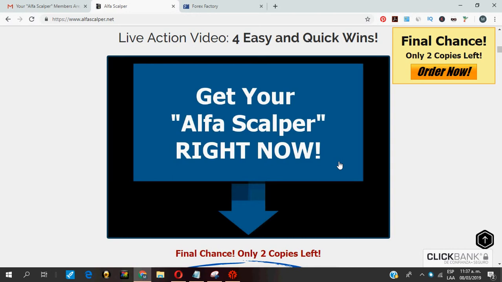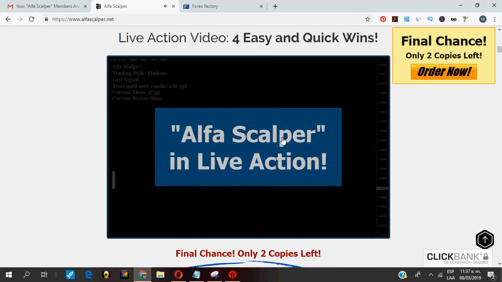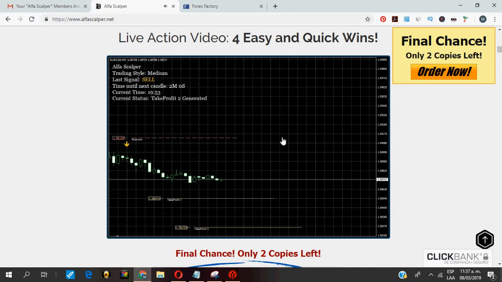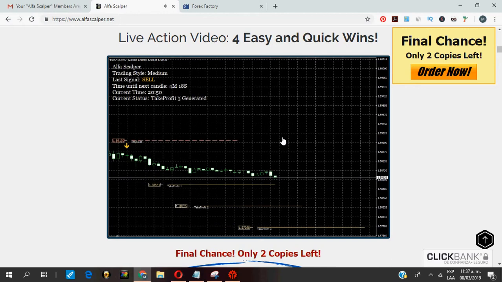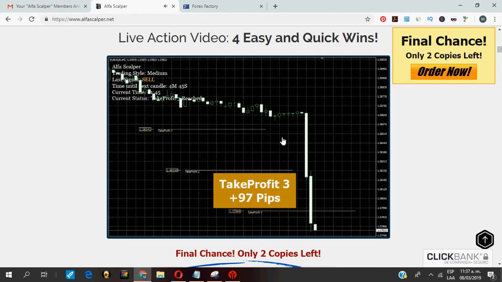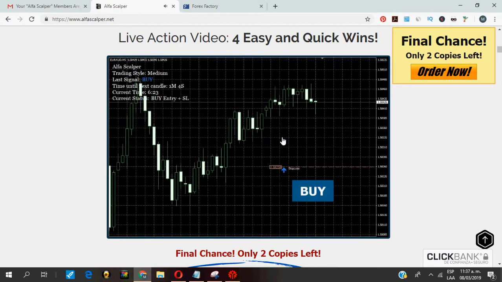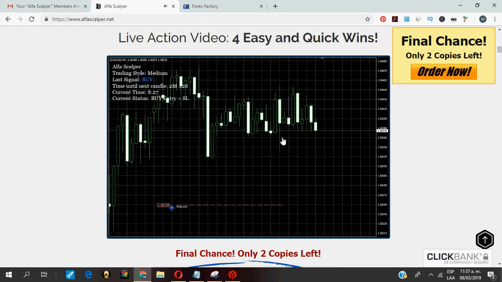Now, let's begin. What exactly is Alfa Scalper? Alfa Scalper is a powerful MT4 scalping indicator. It's not an EA or robot. It works on all pairs and in the time frames of 1 minute and 5 minutes. Alfa Scalper has been equipped with a special adaptive take-profit technology that generates up to 3 take-profit levels depending on the market conditions.